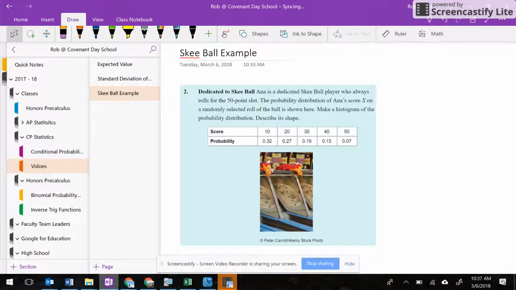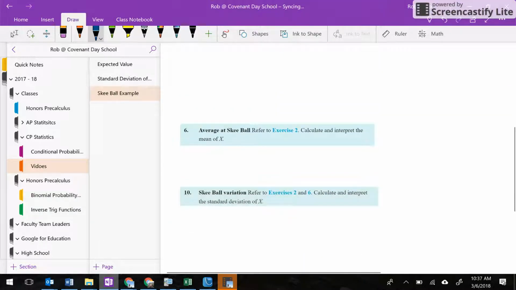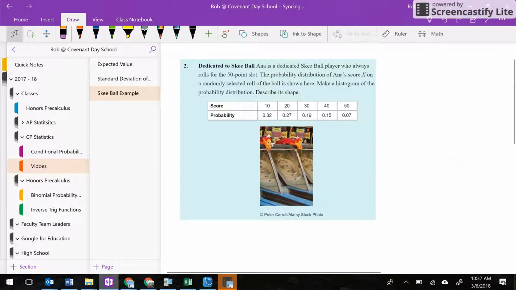Now I'd like to work through an example that puts all three of these ideas together. This is example number 2, 6, and 10 from your textbook.